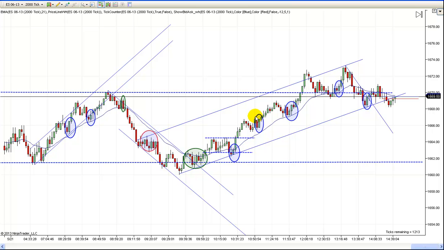Notice that we broke above that. It went down, but here's the main thing. Notice that you got a new low here. Notice how this low is lower than this one. So you got a new low. First entry short, second entry short. It trapped everybody. Look at that reversal bar.